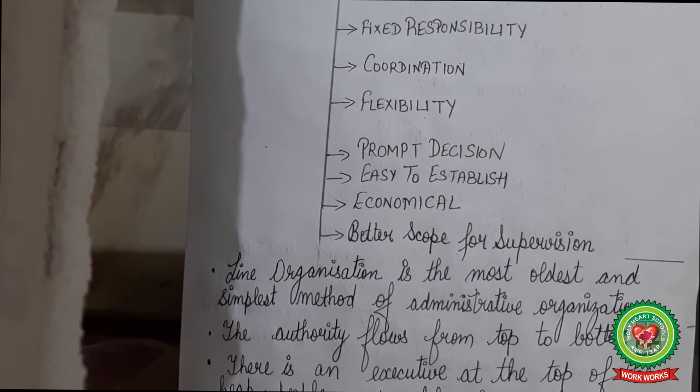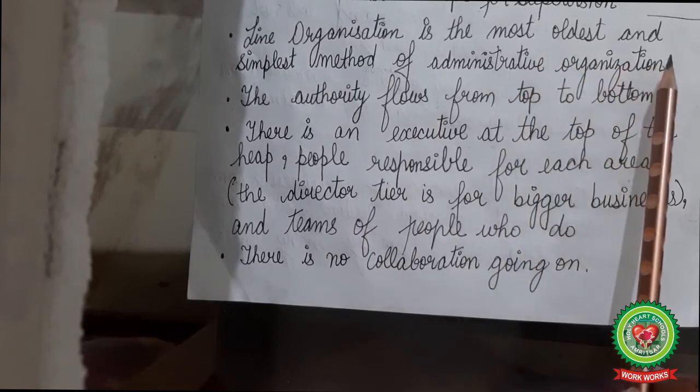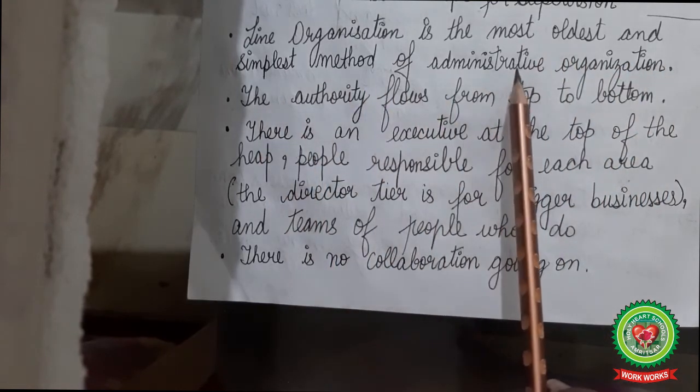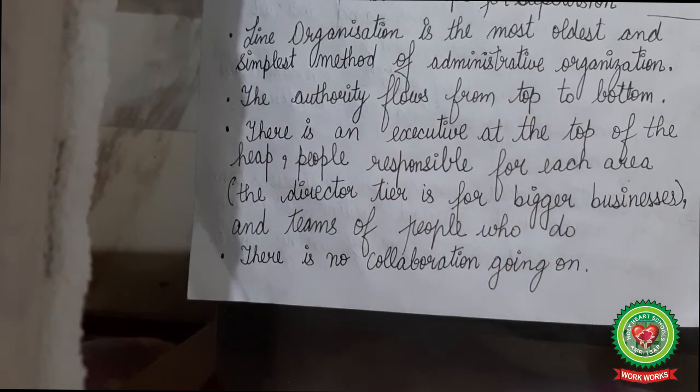Here the decisions are prompt. They are quick because time is saved, as there are no specialists, no experts, no advisors in this structure. This is economical because there is a smaller number of employees. So, line organization is the oldest and simplest method of administration. Authority flows from top to bottom.